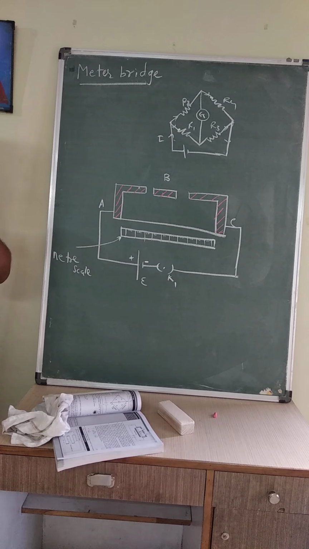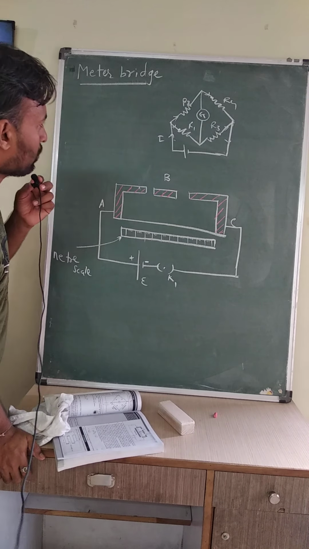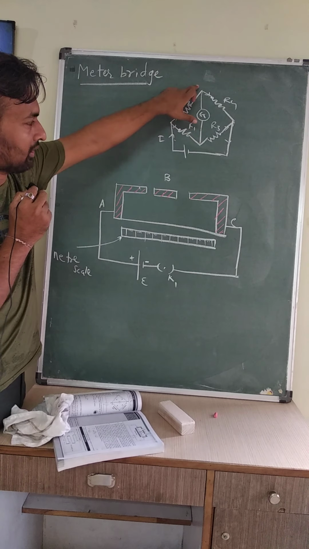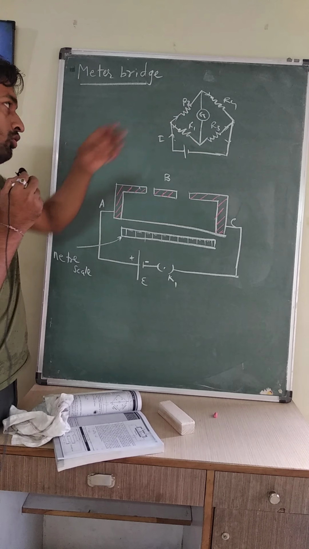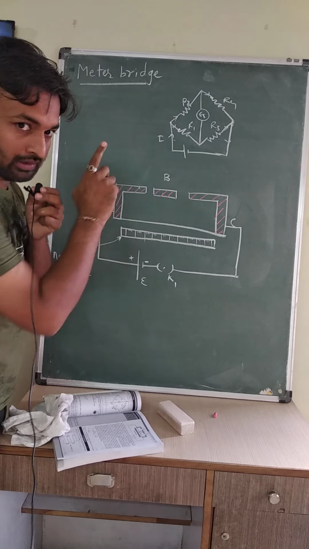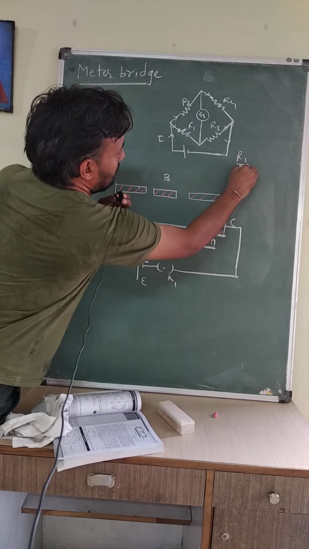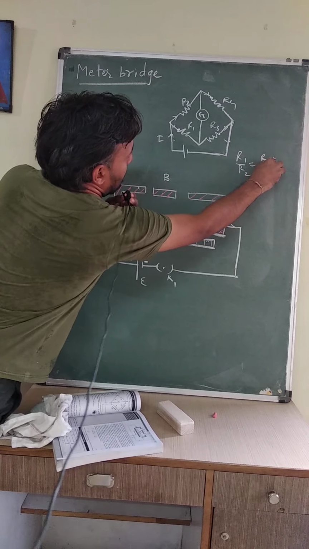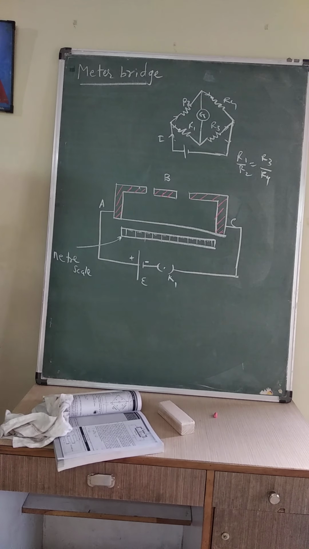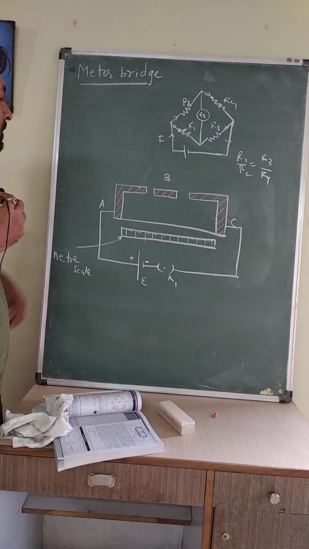this is a circuit of a Wheatstone bridge in which four different resistors are there: R1, R2, R3, and R4. And when the galvanometer reading between these 2 points is 0, at that time the equation of the Wheatstone bridge circuit is R1 upon R2 is equal to R3 upon R4. So we will use the same pattern of equations over here for a meter bridge.